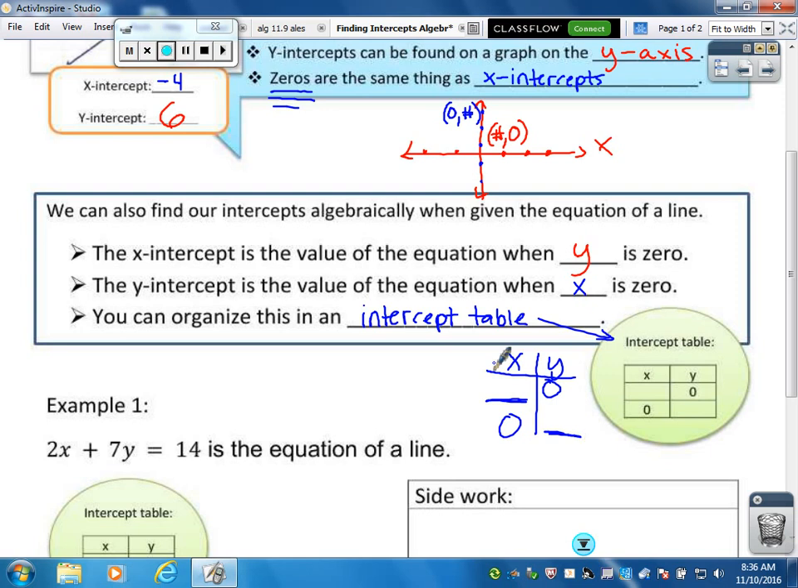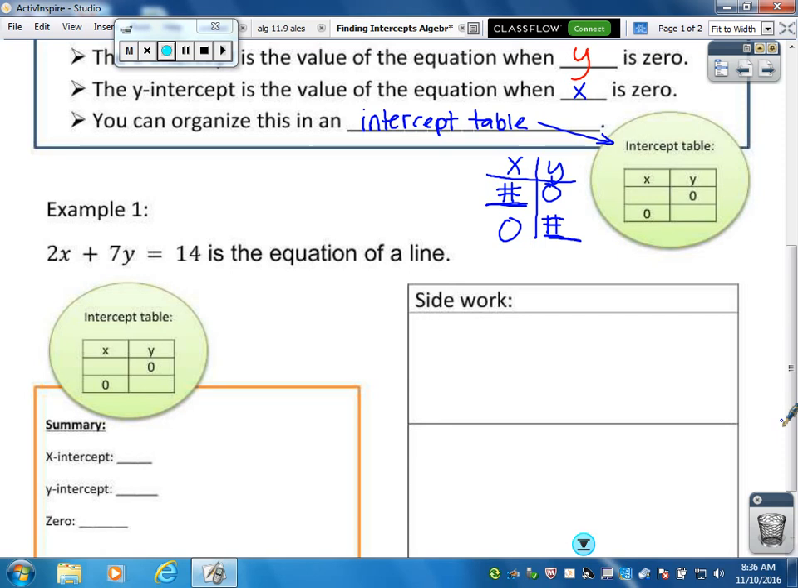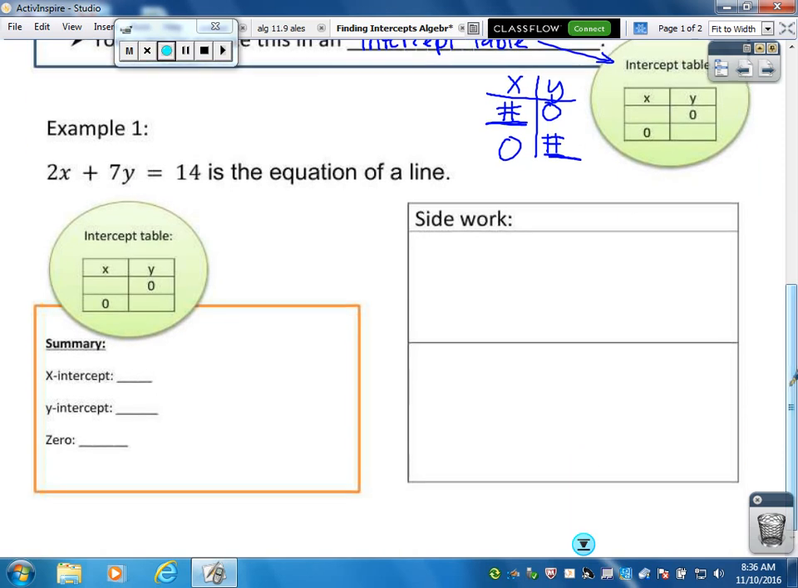So if I'm plugging into the y one here, so I'm getting a number in this x spot, that is the x-intercept because your y is 0. If I'm plugging in a number right here in this y spot, and the x is 0, then you know that's your y-intercept. So let's try this out. I've given you plenty of space to do your side work over here, and we're going to make a summary of everything down here. So my equation is 2x plus 7y equals 14, and I want to find the x and y intercepts.